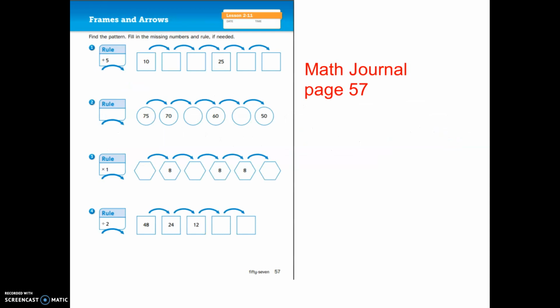So for your work today in the math journal on page 57, you're going to work on frames and arrows. Look at the direction they're going. Look at the clues they're giving you. Look at the rule. Oh, look at this one here. It has no rule, but it gives you enough clues to help you figure out what the rule would be. So you need to write down the rule and finish the row.